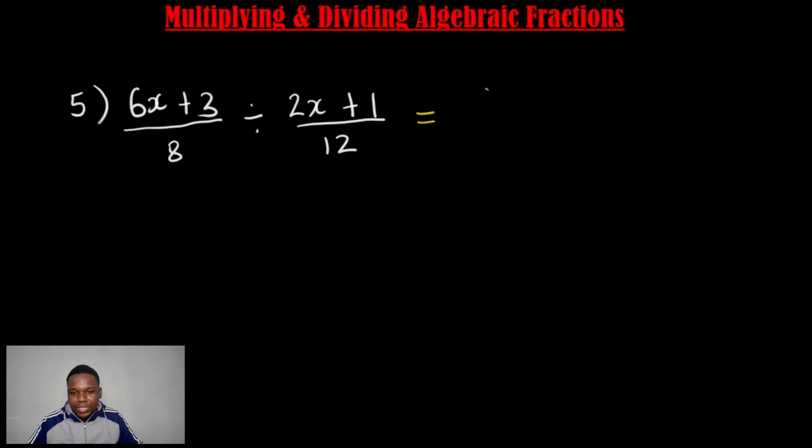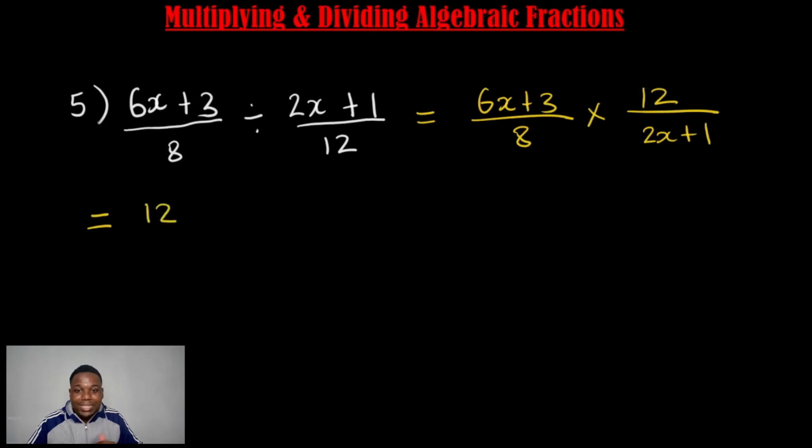The first thing we're going to do is rewrite this problem, and we're going to change the division sign to multiplication. So 6x plus 3 over 8 times, we're going to reciprocate that second fraction, so it will be 12 over 2x plus 1. Now we're going to combine both fractions by multiplying numerator and numerator, denominator and denominator. So it would be 6x plus 3 times 12, and we have 8 times 2x plus 1.